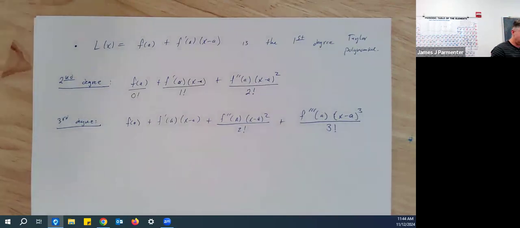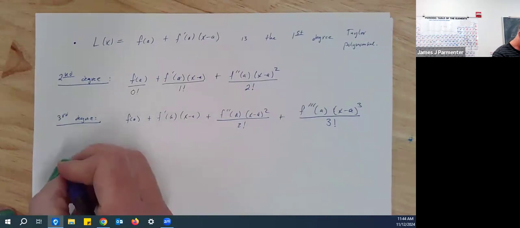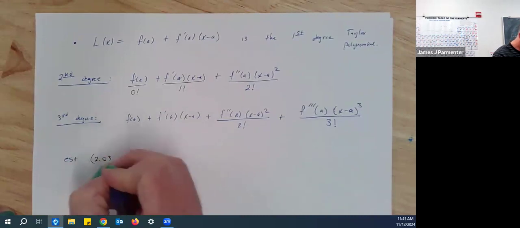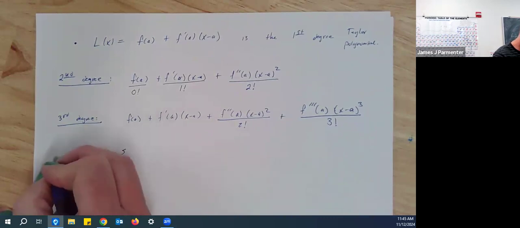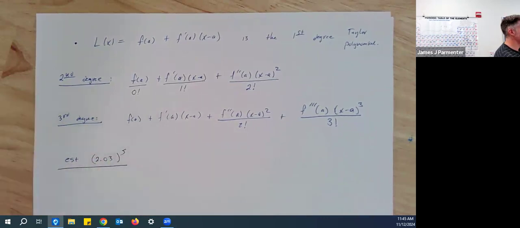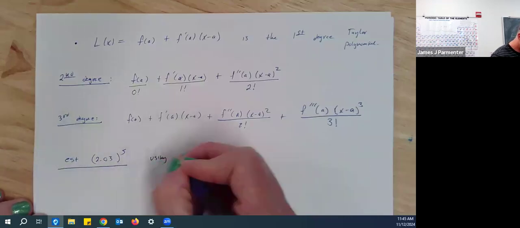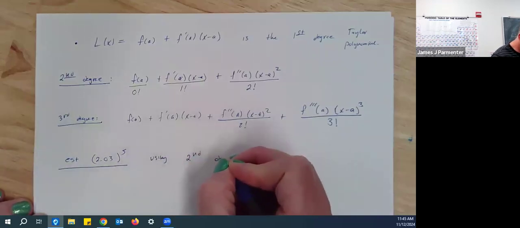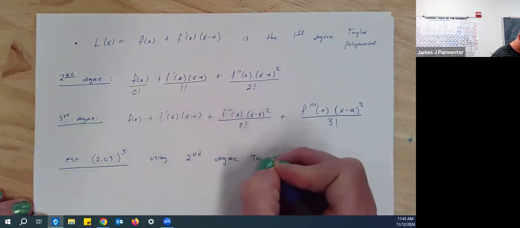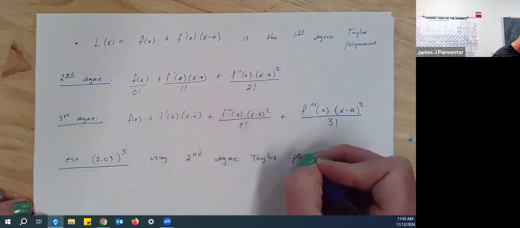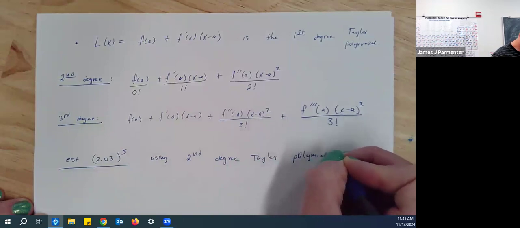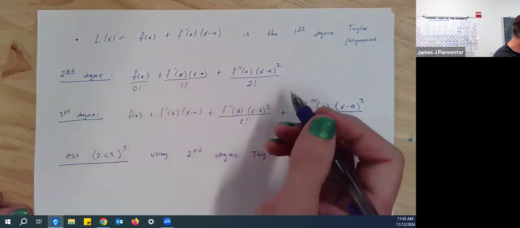So for example, if I went back to my estimating 2.03 to the fifth power example, if instead of using the linearization, I said using the second degree Taylor polynomial, okay, well, that's a little bit more interesting. So let's go ahead and write it out.